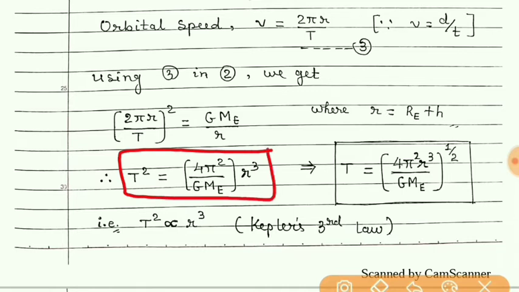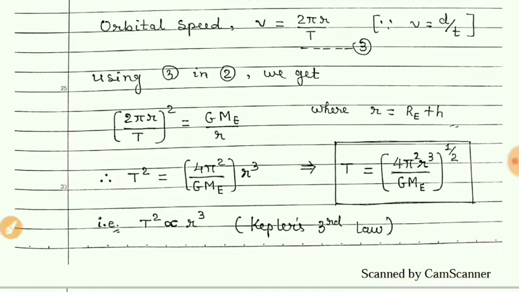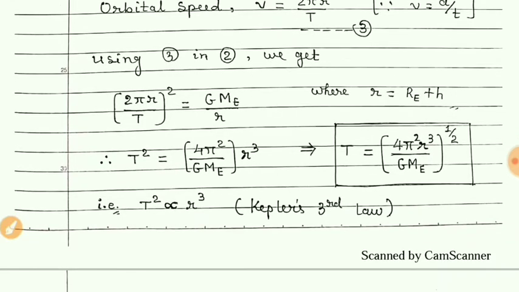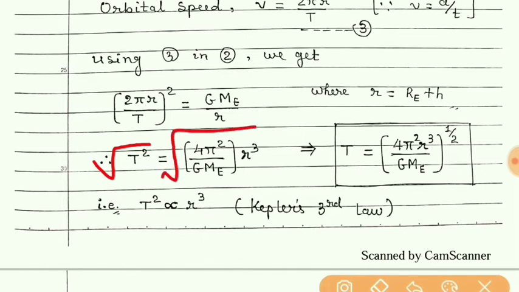Students, sit with a pen and a paper so that you can do these mathematical steps on your own. Now we want only T, that is periodic time, and here it is square of T. So now you know what we have to do. We have to simply take the square root on both sides. Taking square root on both sides, we will get T is equal to root of 4 pi square r cube upon G Me.